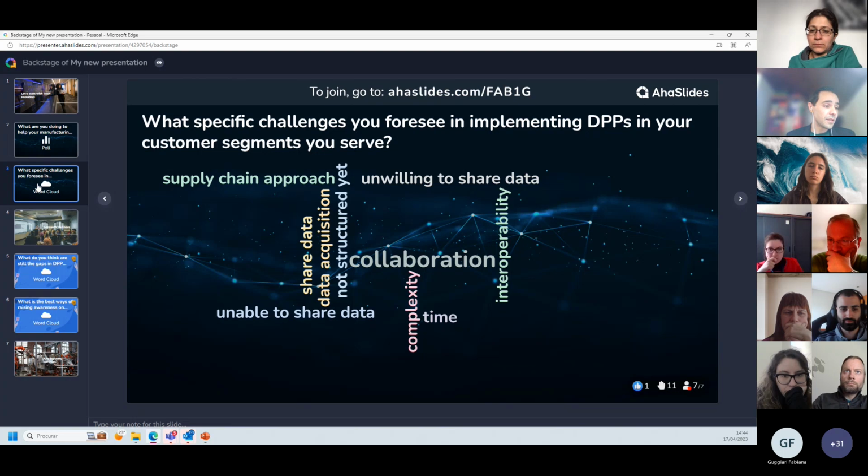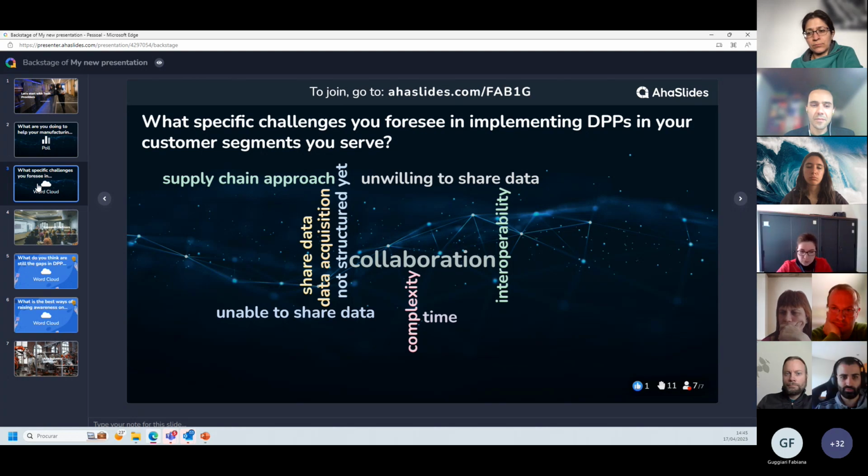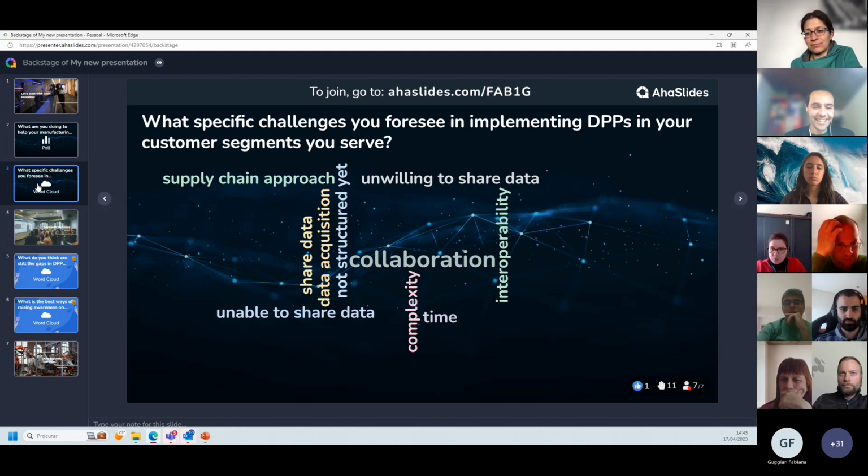Yes, I totally agree. I would say that probably is one of the biggest challenges that we have here, and I don't know if anyone is working with data spaces or industrial data spaces. Is anyone here working with data spaces? IDS? Yes. Okay, several people.